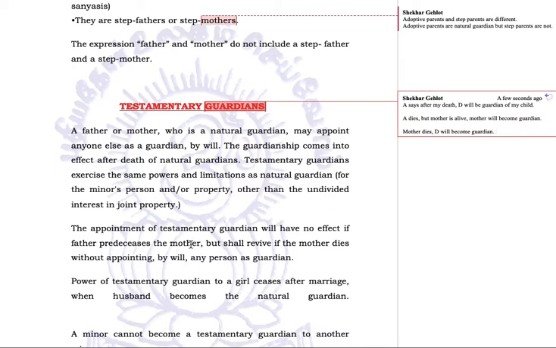Why? Because mother is still alive, like we discussed. Okay, he predeceased his wife. That means he died before his wife. So his wife is alive, so she will be the natural guardian, and D will not become guardian. But shall revive if mother dies without appointing by will any other person as guardian. But now mother has died. Now D will become guardian.